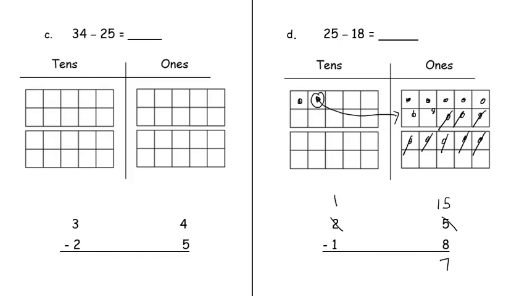In my 10s column, I have to subtract 1 10, so I'll cross that off. That leaves no 10s, so 25 minus 18 is 7. So the strategy of using the place value chart helps us see what's happening with our numbers down below in the vertical format of the subtraction problem.